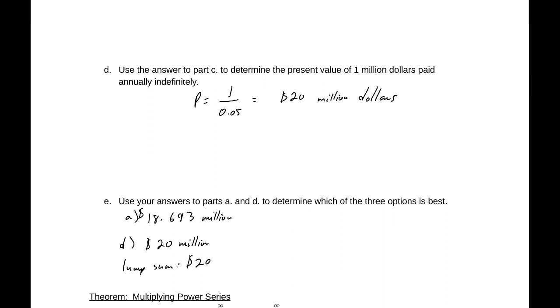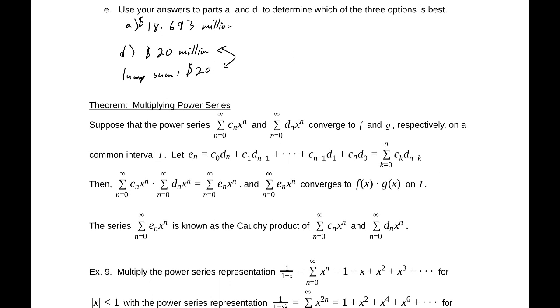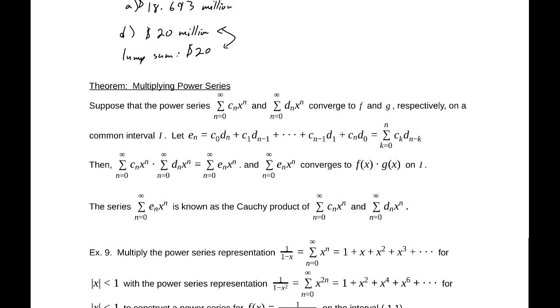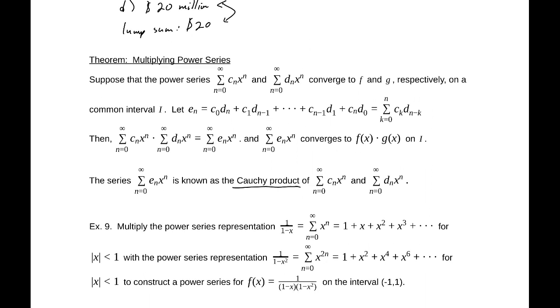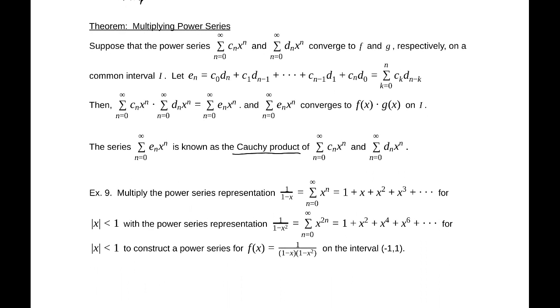So obviously, either of these two options would be equal and the better of the choices. Okay, moving on, multiplying power series. Now I suggest you read this and try to figure out what's going on here, but the idea here is something called a Cauchy product, which is, for all intents and purposes, infinite distribution, okay? What we're going to do is we're going to have two infinite series.